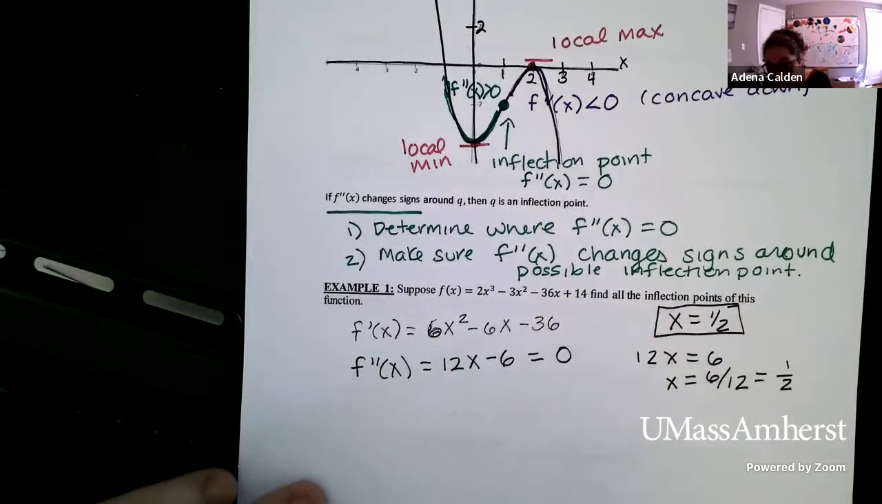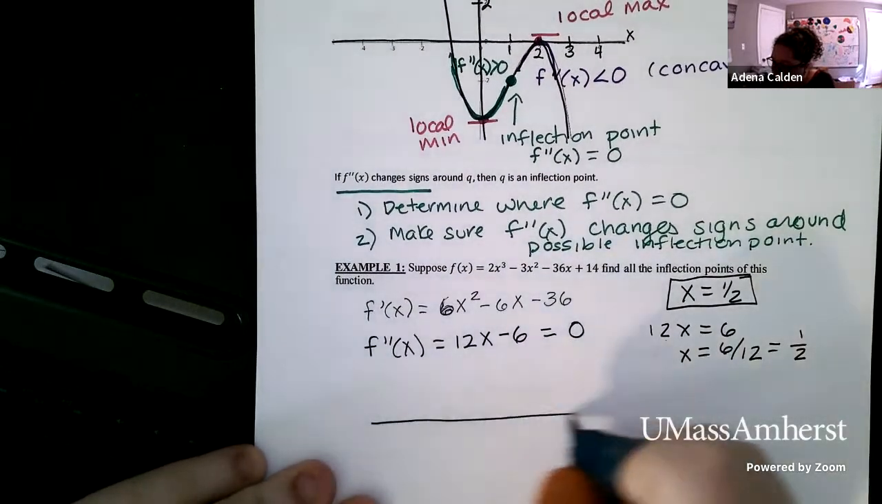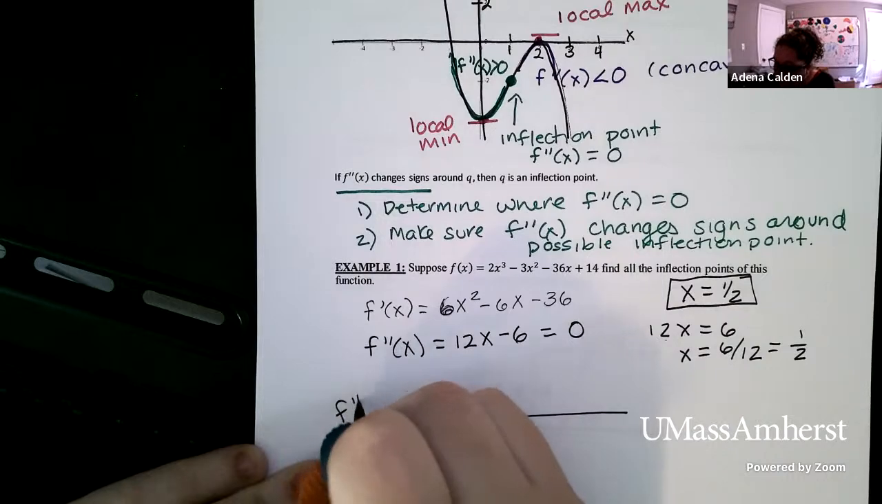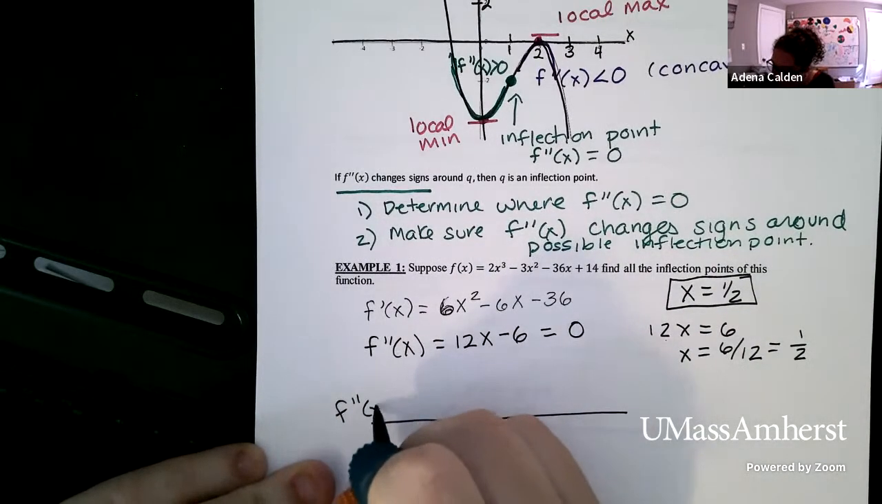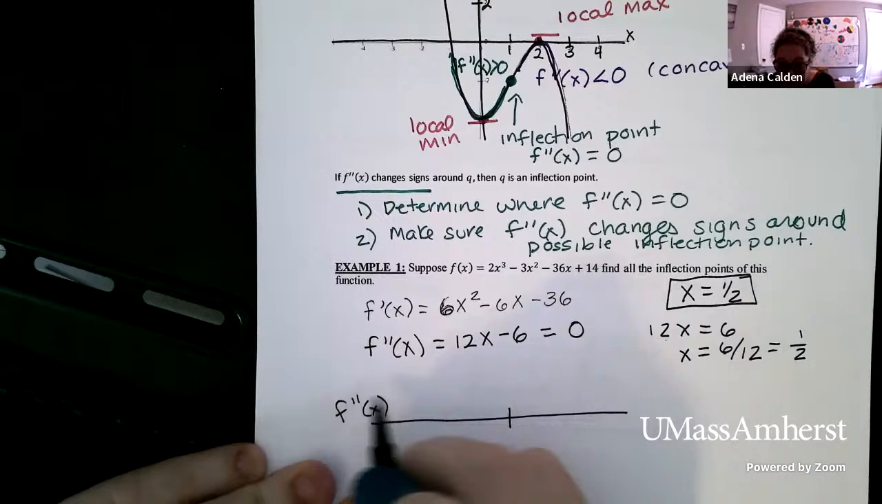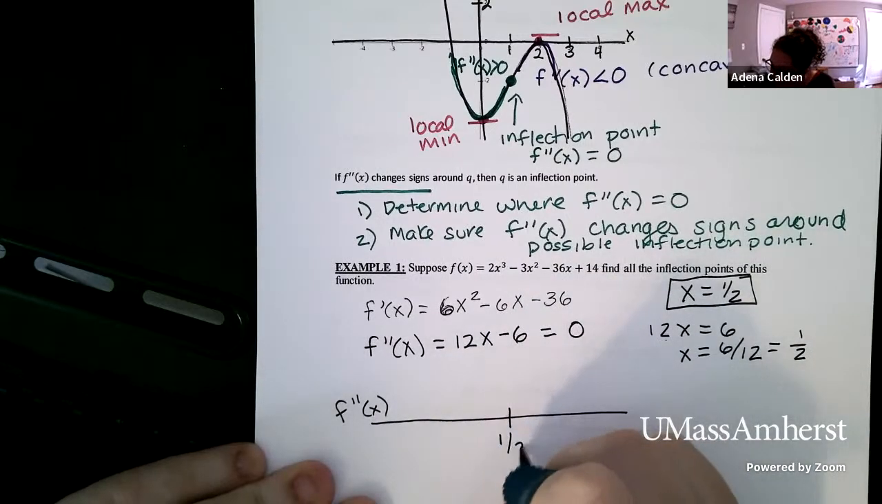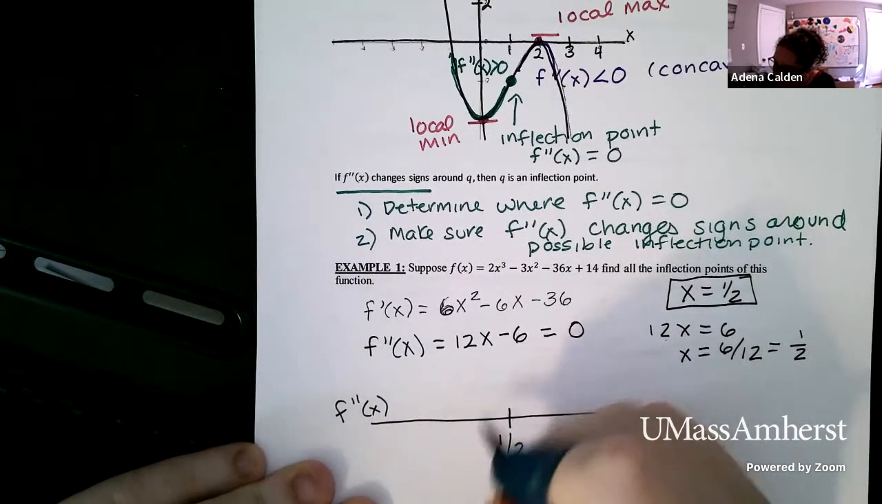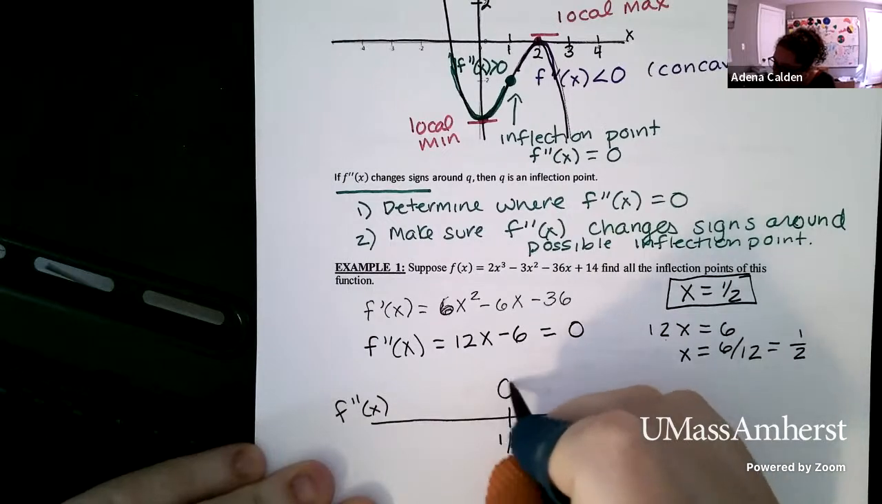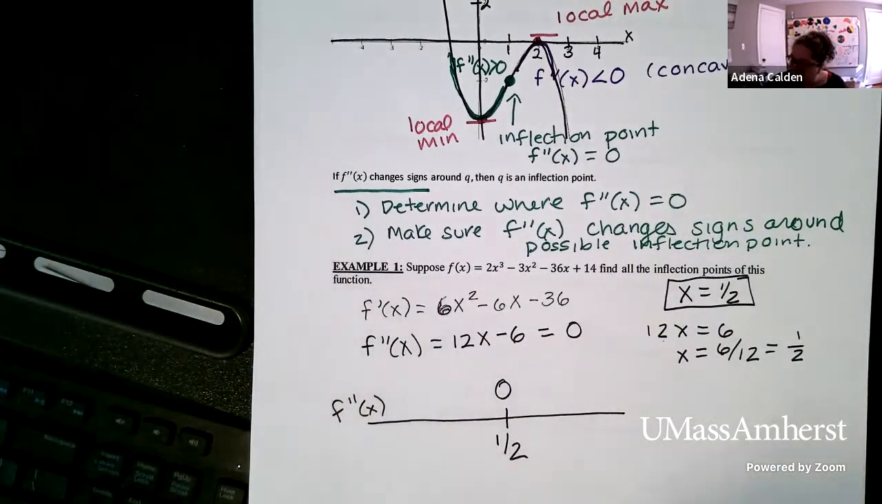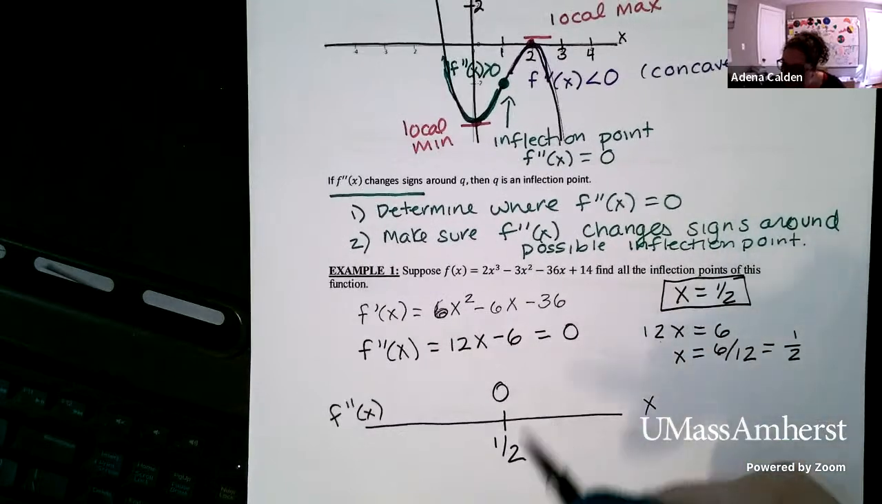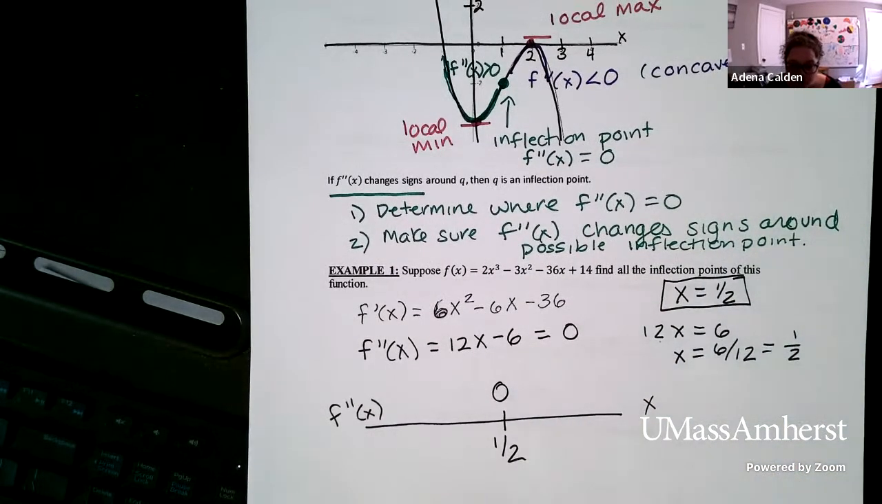So let's check if 1/2 is actually an inflection point. I'm going to draw a number line. And we're talking about the second derivative here. And we know our possible inflection point is x equals 1/2. Okay. So we know at 1/2, the second derivative equals 0. So we want to test something a little to the left and a little to the right to see what the sign of the second derivative is.